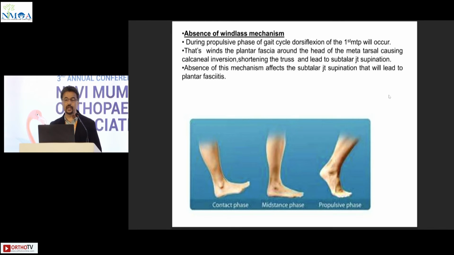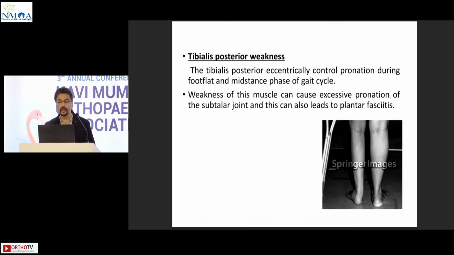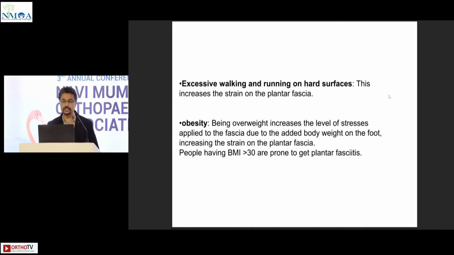I've already explained about the windlass mechanism. Now, tibialis posterior weakness. Tibialis posterior controls pronation during flat foot and the mid-stance phase of the gait cycle. Weakness of this muscle can cause excessive pronation of the subtalar joint, and this can lead to the posterior medial side coming in contact with the ground all the time, leading to plantar fasciitis.